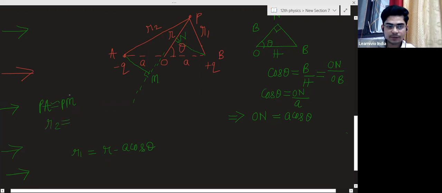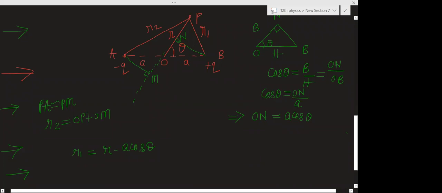PA is actually approximate, so we can convert it into an equal sign also. So R2 equals PM. Now how can we write PM? PM can be written as OP plus OM.